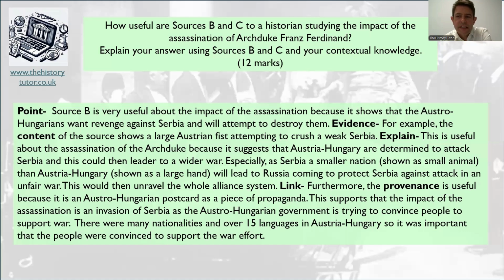Okay, so here's what I've gone for. Furthermore, the provenance is useful because it is an Austro-Hungarian postcard of propaganda. This supports the impact of the assassination, that it's going to be an invasion of Serbia, as the Austro-Hungarian government is trying to convince people to support the war. There were many nationalities in Austria-Hungary, over 15 different languages, so obviously all those people needed convincing to support the war effort. And of course, you could extend that further, that Russia might get involved as well. So it's not going to just be a local conflict with Serbia. It could be a big war that needs lots and lots of support from the people. Okay, so that's source B done.